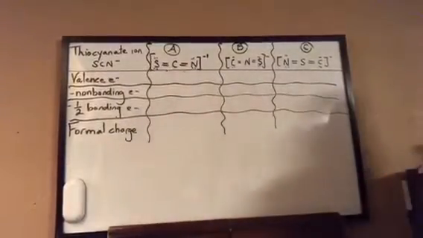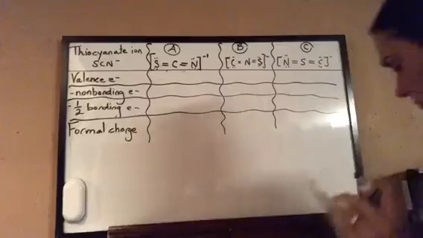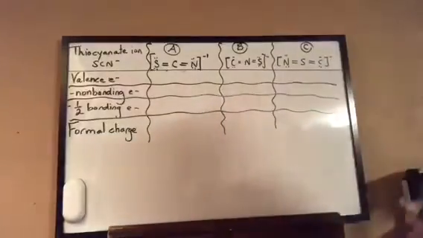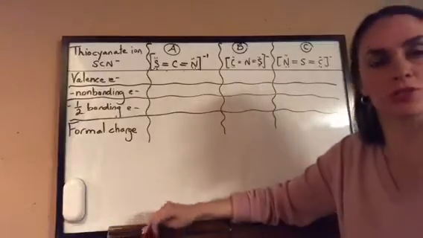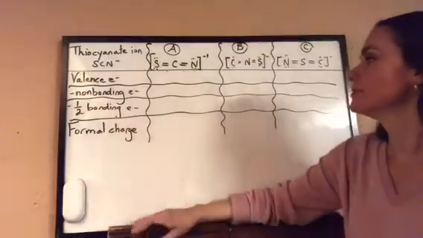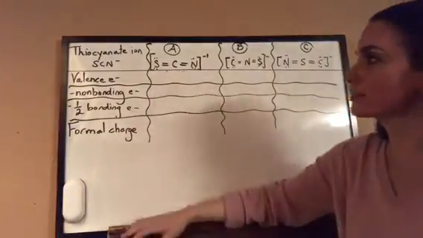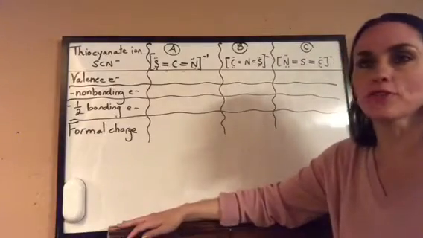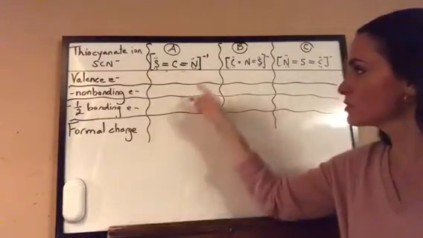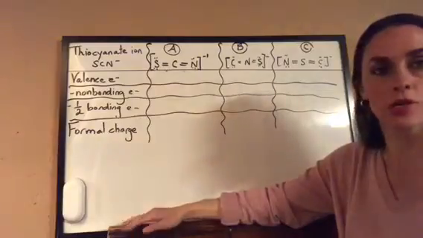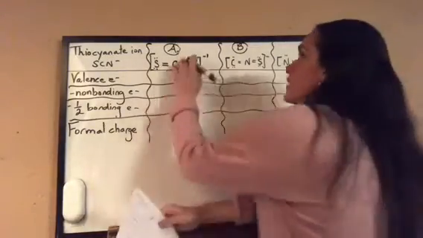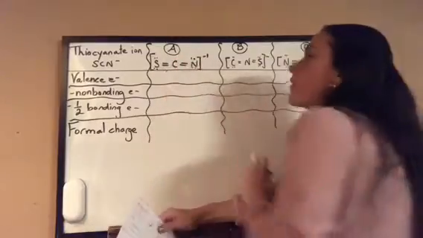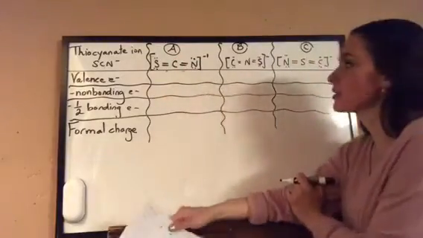Let's look at the thiocyanate ion. There are 3 possible Lewis structures, in theory. If we have carbon as the central atom and the sulfur and the nitrogen as adjacent atoms, this would be the corresponding Lewis structure. Carbon, sulfur, and nitrogen have 8 electrons around them in this proposed Lewis structure.